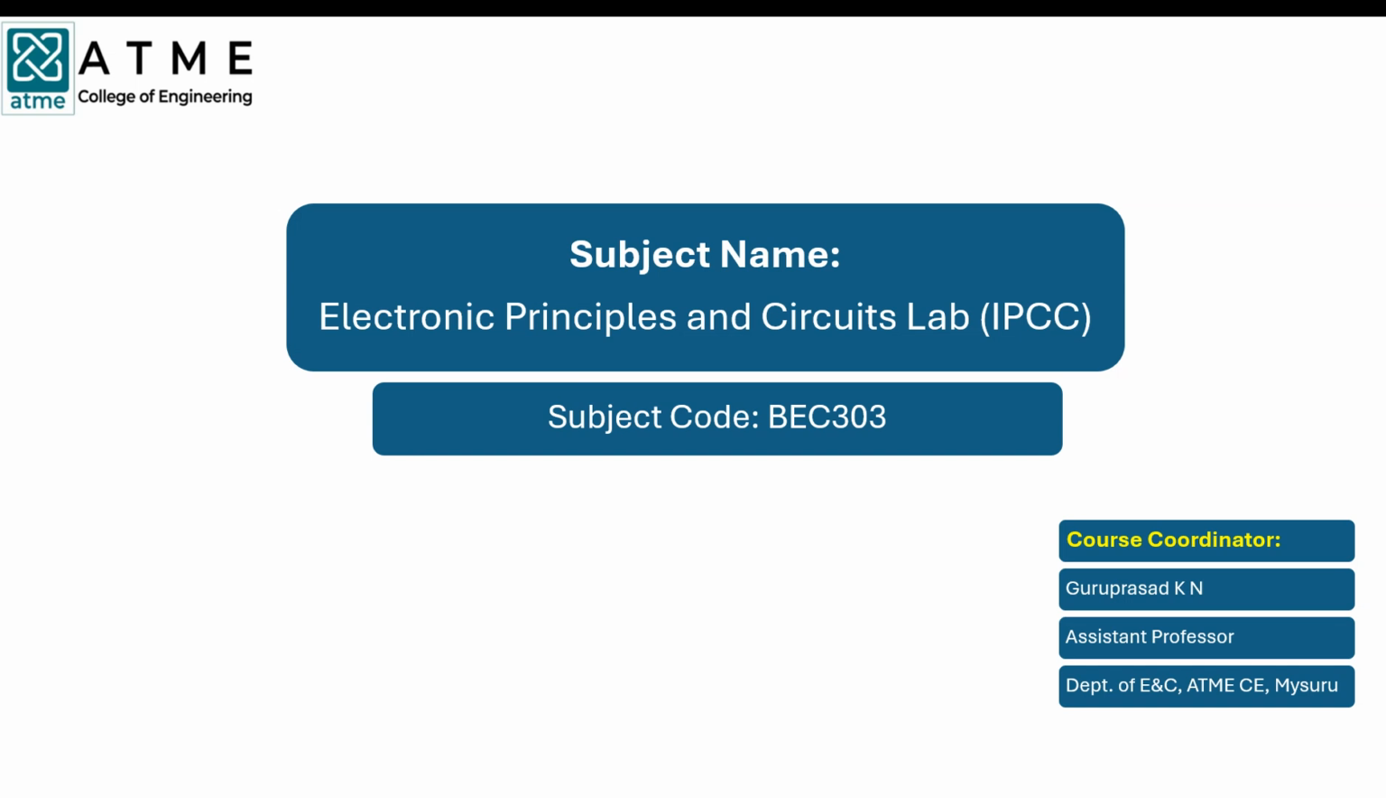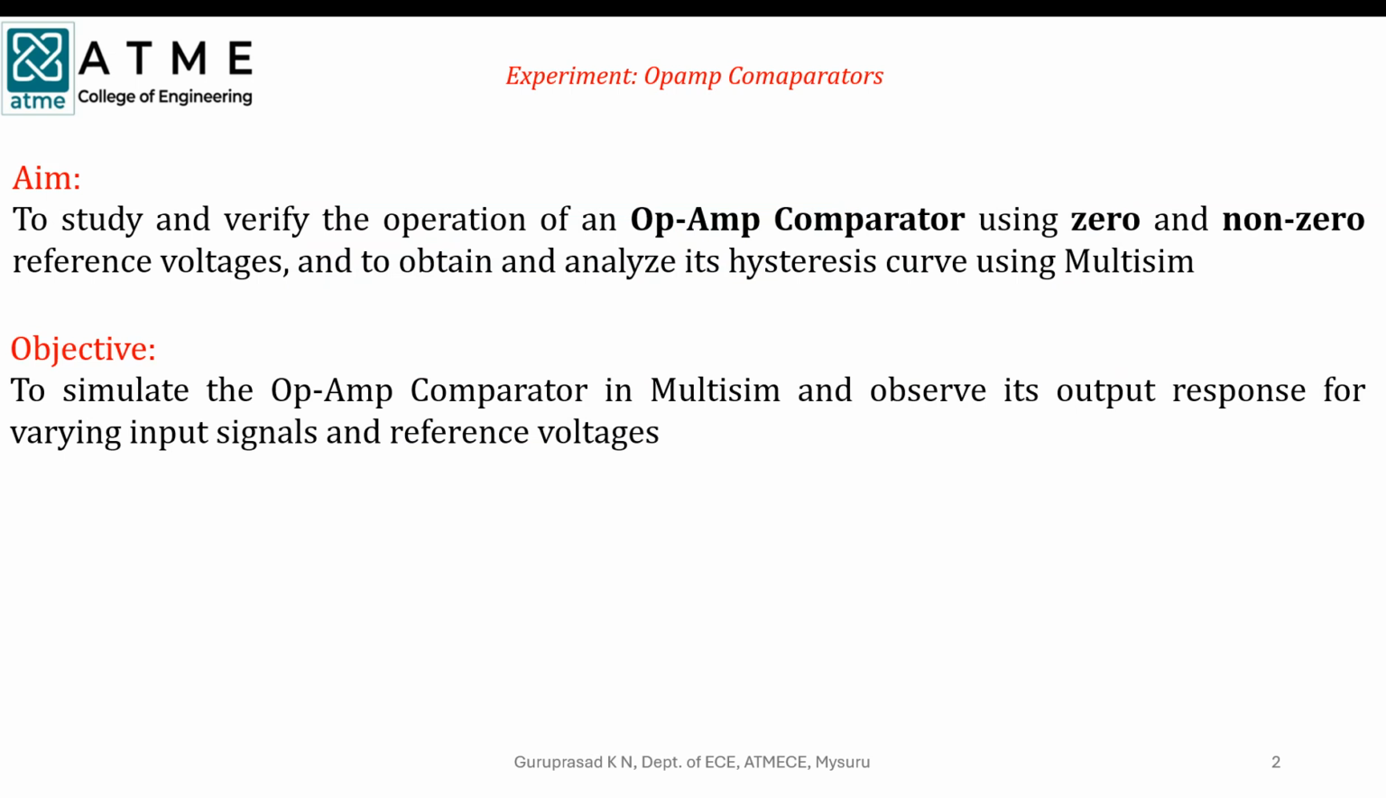Today in this video, I will be demonstrating how to use an op-amp as comparator using Multisim. The aim of this experiment is to study and verify the operation of op-amp comparator under two conditions. One is using zero reference voltage and the second one is for non-zero reference voltages. And in both the cases, we will obtain and analyze the hysteresis curve. The objective of this experiment is to simulate the op-amp comparator in Multisim and observe its output response for varying input signal and reference voltages.